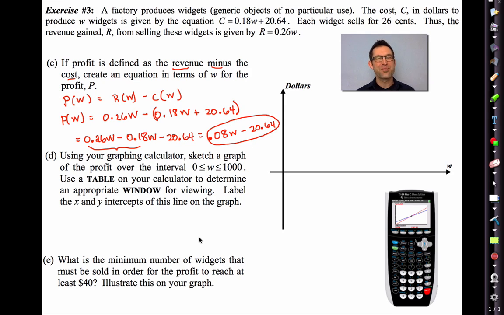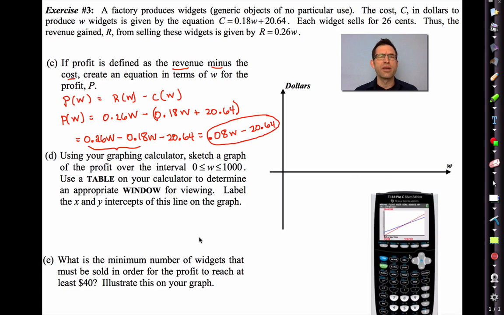So there's my formula. Sorry about that. Letter D says, using your graphing calculator, sketch a graph of the profit over the intervals 0 to 1,000 now for W. Use a table on your calculator to determine an appropriate window for viewing. Label the x and y intercepts of this line on the graph. All right, well, let's do it.